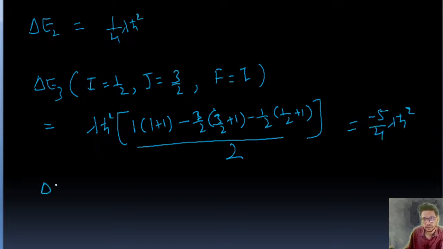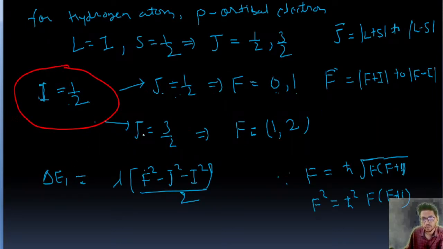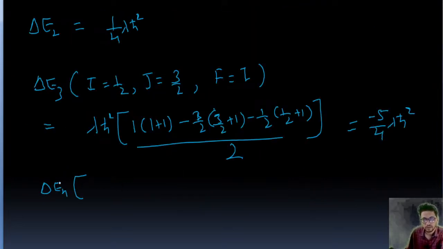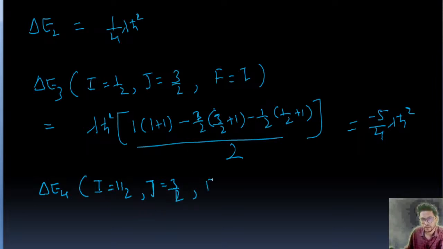Now we'll find delta E4. Delta E4 means this one. I equal to half, j equal to 3 by 2 and f equal to 2, right? So this is E4, delta E4. E4 is going to be I equal to half, j equal to 3 by 2, f equal to 2, right? So this value is going to be delta E4.